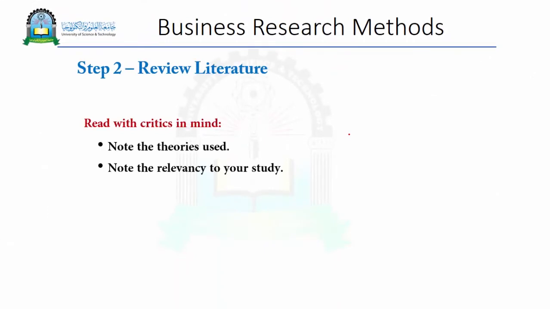The second step, as we said, is to review the literature. When we say review the literature, as I said, it doesn't mean the writing up. The writing up is the last step. So this step is reading with the critiques in mind. Read all the previous related work. Whatever is related to your research problem needs to be reviewed critically in order to synthesize your own ideas and synthesize your own literature review in your research work. So you read with critiques in mind, and note the theories used.